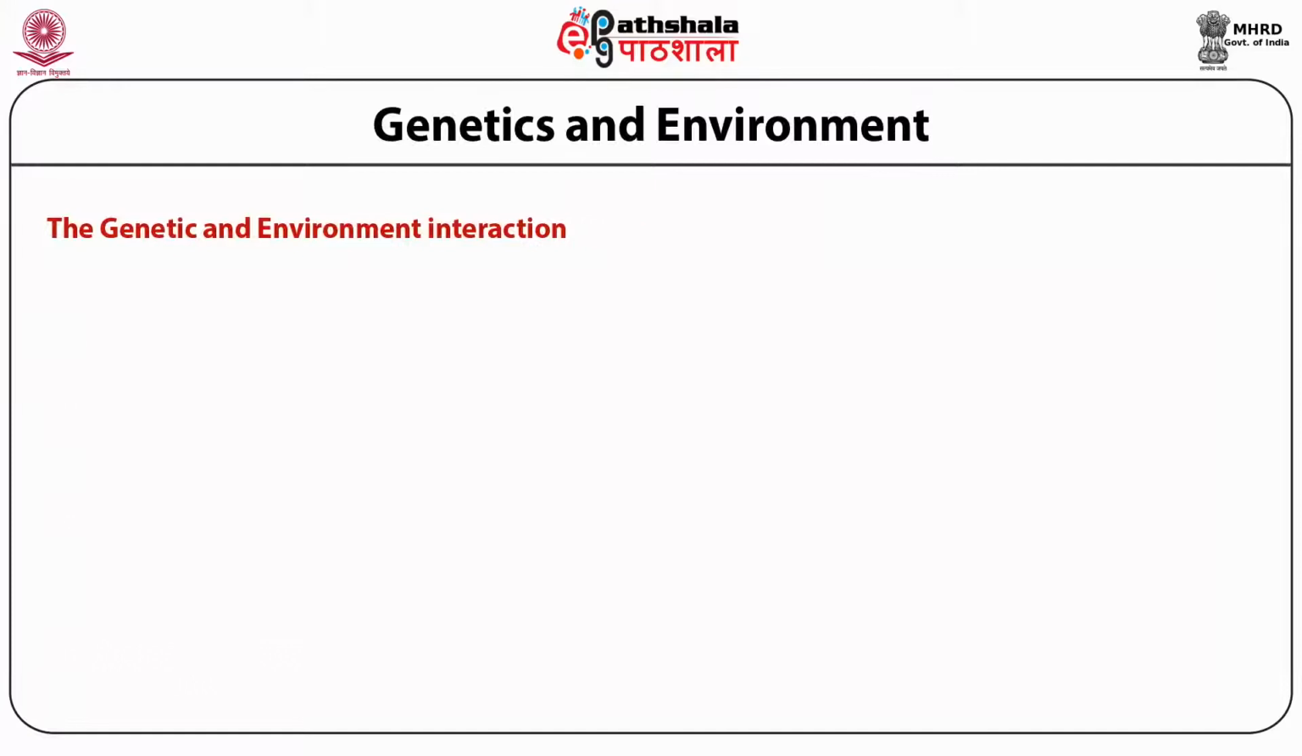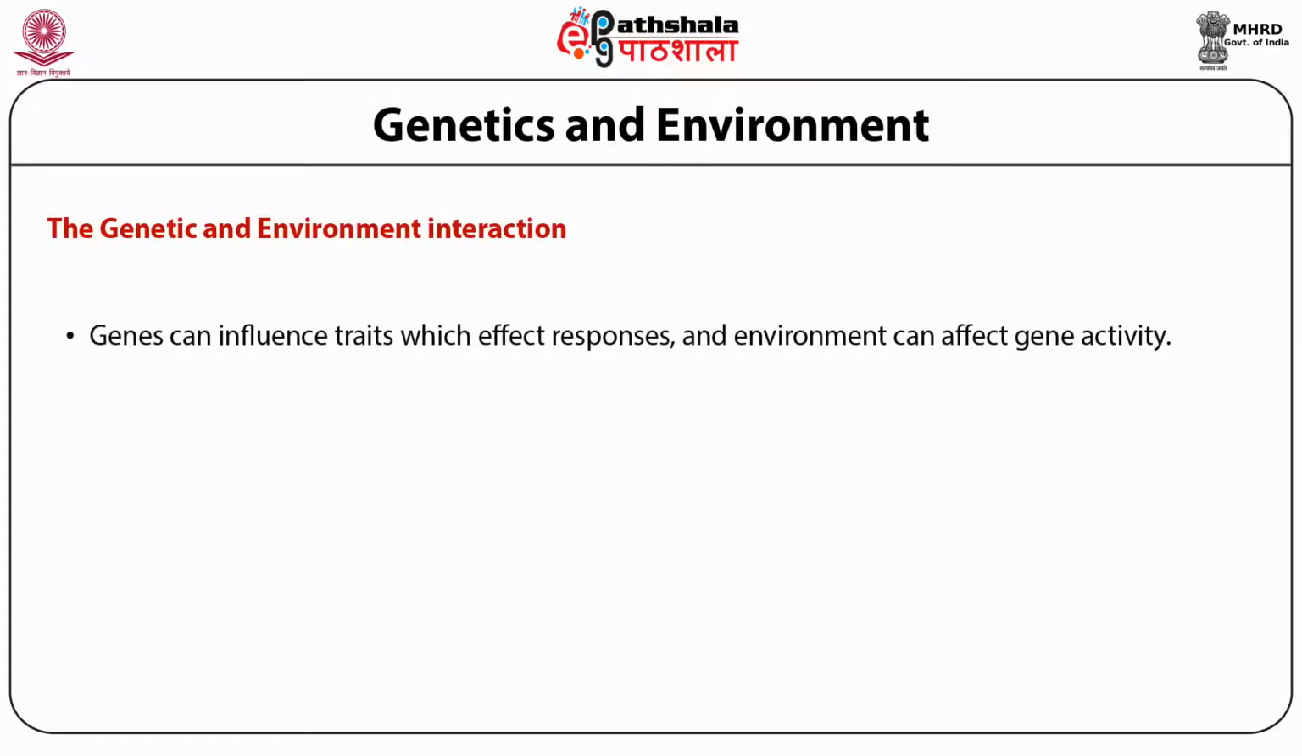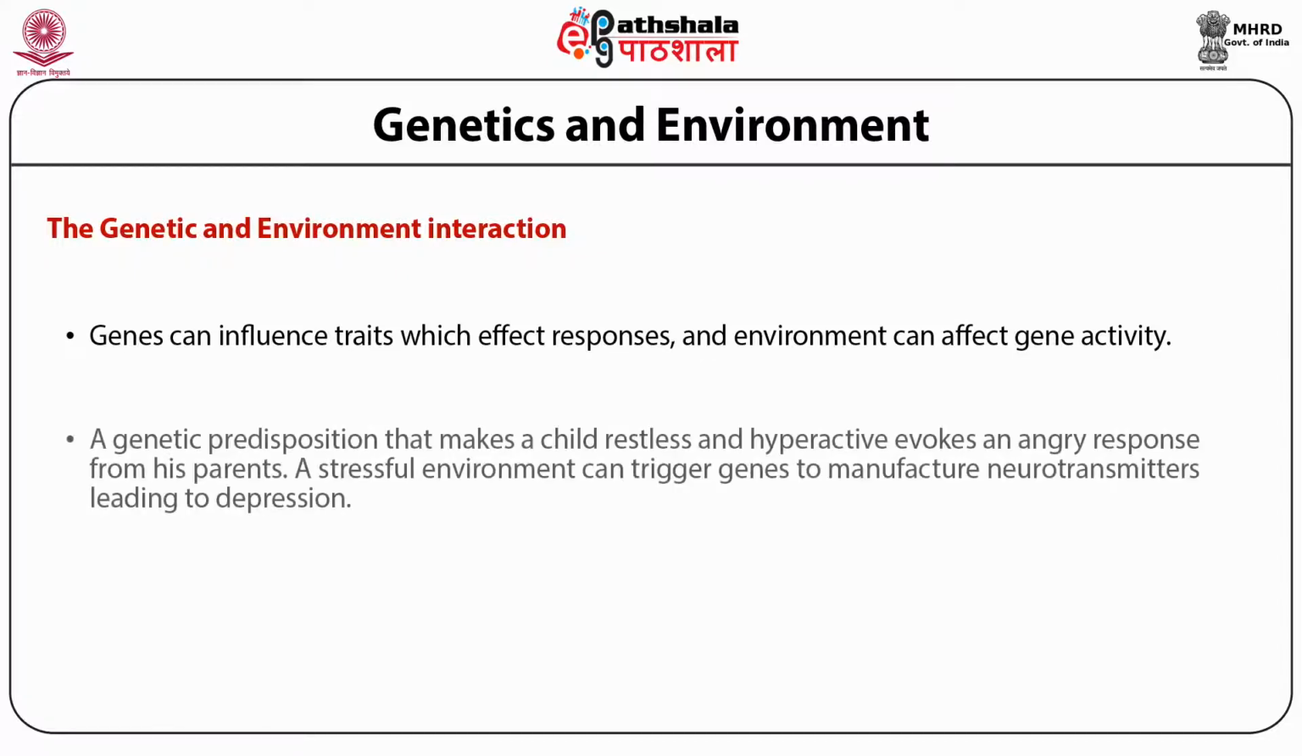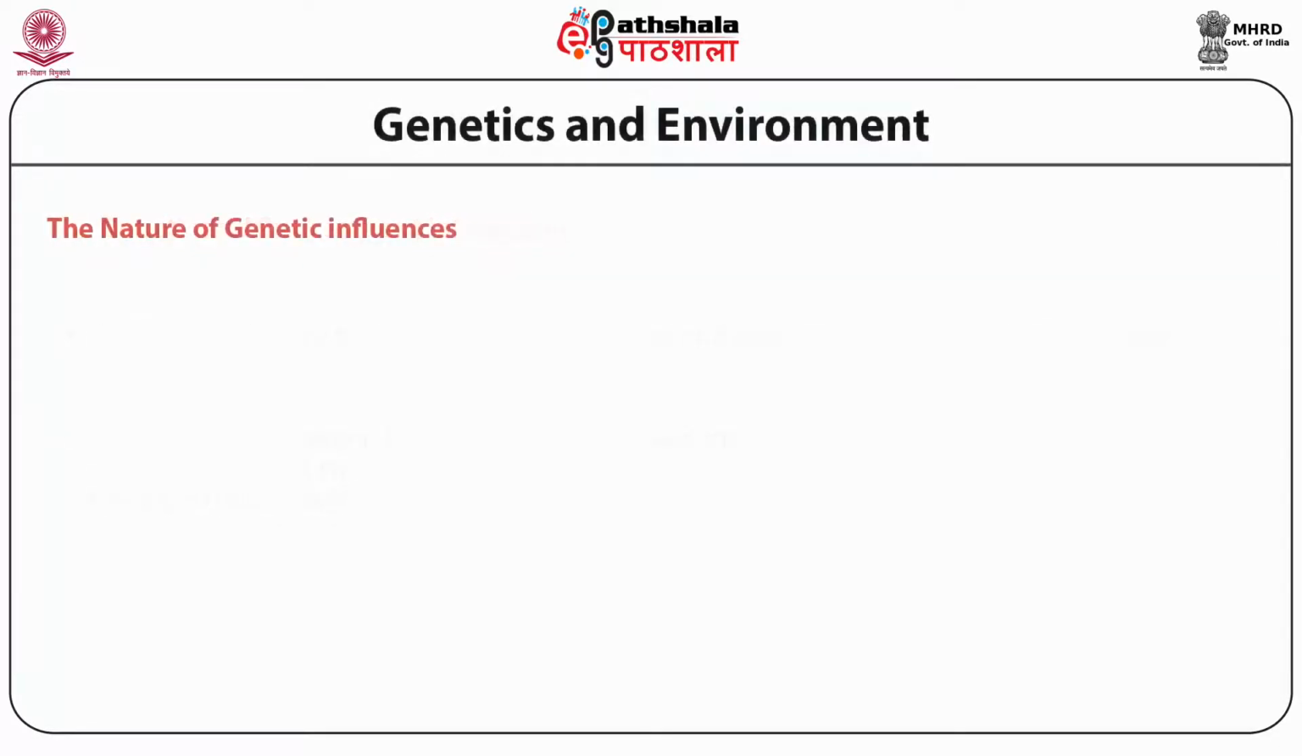The genetic and environment interaction. Genes can influence traits which affect responses, and the environment can affect gene activity. A genetic predisposition that makes a child restless and hyperactive evokes an angry response from its parents. A stressful environment can trigger genes to manufacture neurotransmitters, leading to depression. The nature of genetic influences. There are two main ways in which genetic influence operates.